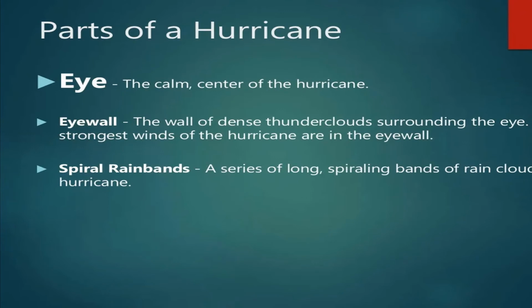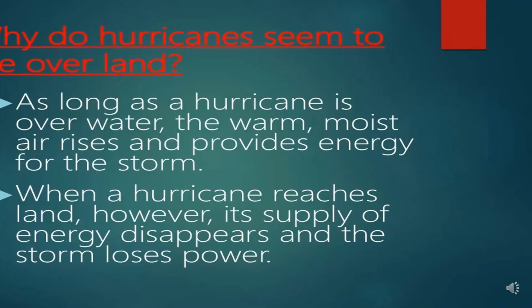And for the parts of the hurricane, what is the eye? The calm center point of the hurricane. The eye wall is the wall of dense thunder clouds surrounding the eye. The strongest winds of the hurricane are in the eye wall. Spiral rain bands are a series of long spiraling bands of rain clouds in a hurricane.